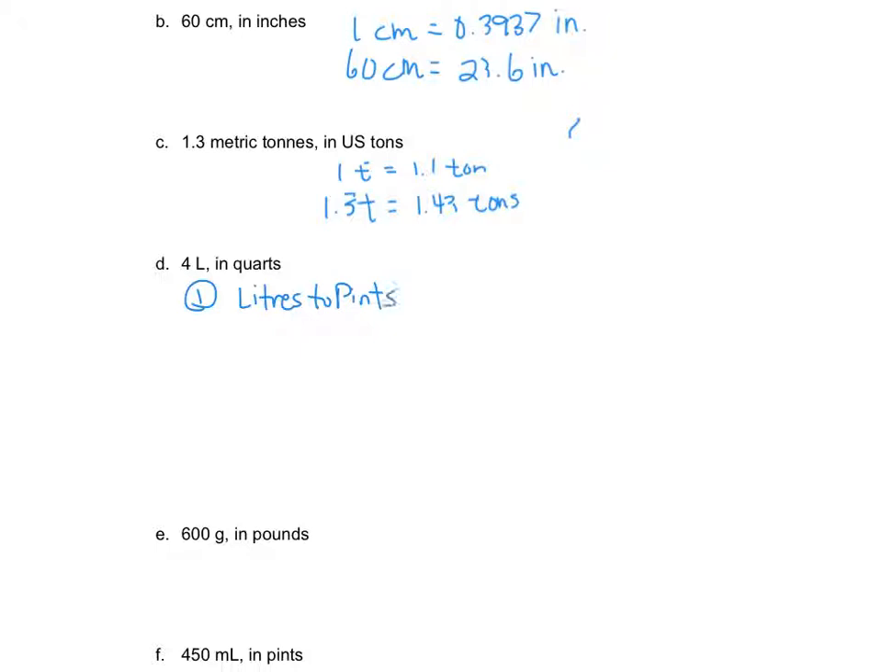It should be noted that for many of these questions, there's more than one way to do the conversion. Okay, so don't feel you have to necessarily do it my way. If you have a way that works for you, that's fine as long as you're getting the right answers consistently. Okay, so first converting from liters to pints. So we have that 1 liter is the same as 2.11 pints, which means that 4 liters is the same as 8.44 pints.